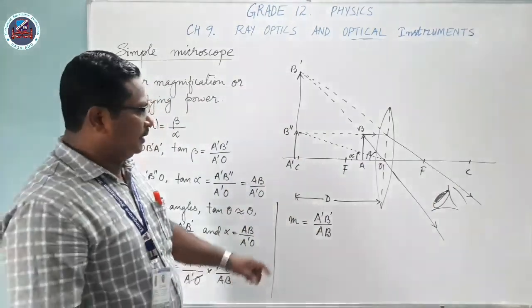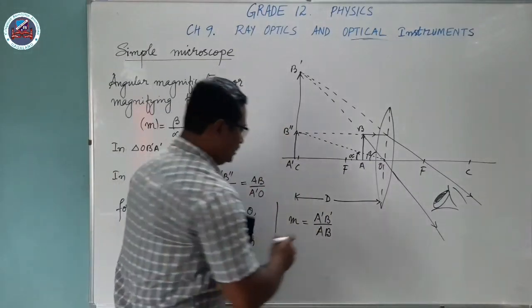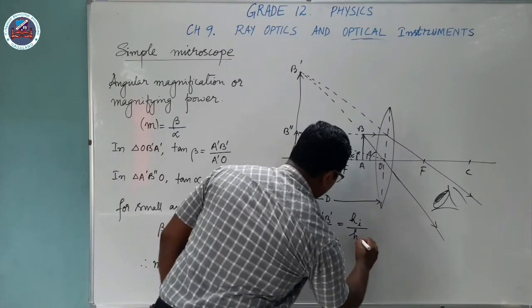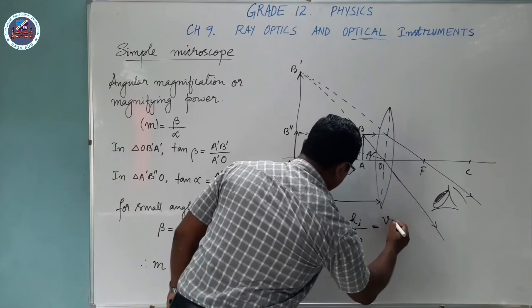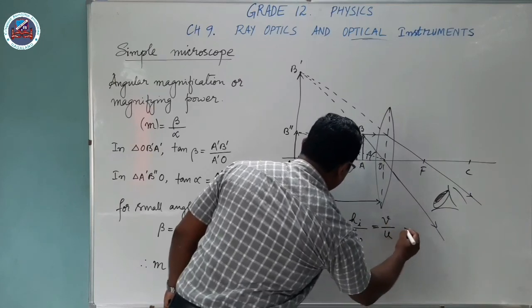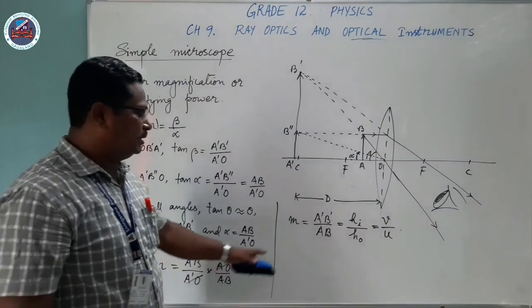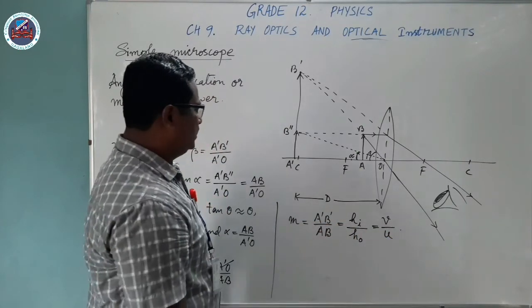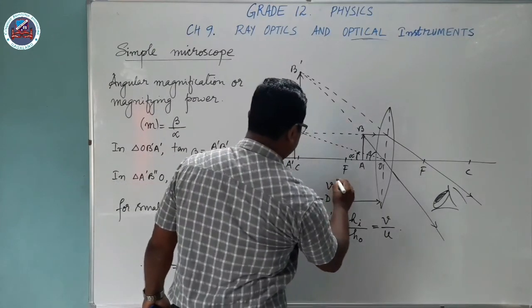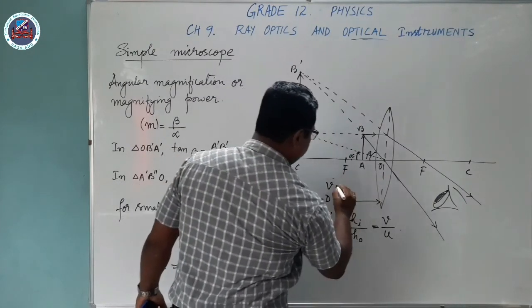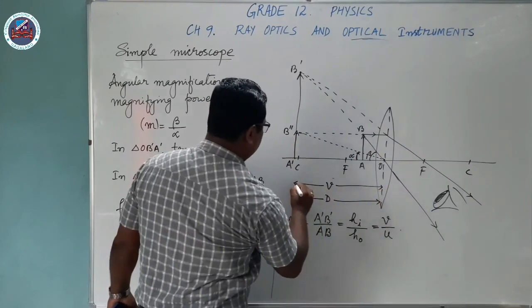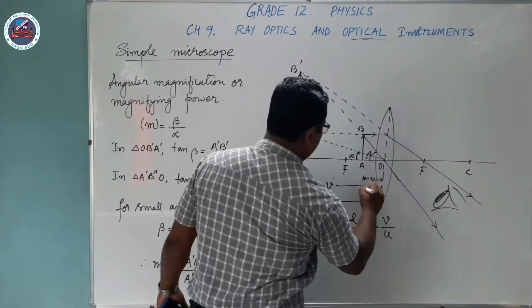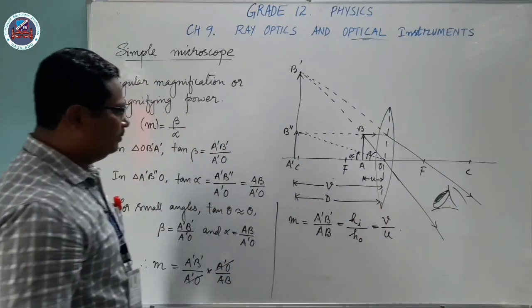of a lens. A'B' is the size of the image. This is HI divided by HO, and that is equal to, in a lens we know that it is V by U. So magnification can also be expressed as image distance divided by object distance. Your image distance here is A'O, and your object distance here is AO. So this also gives us the angular magnification.